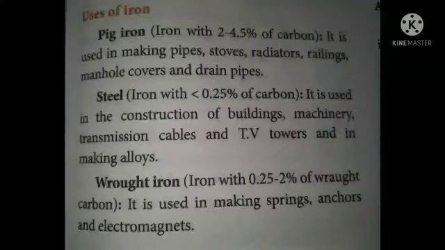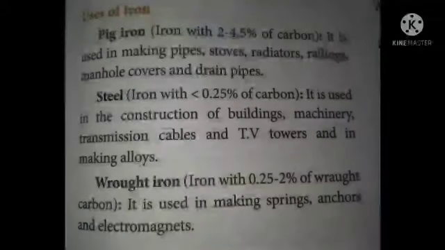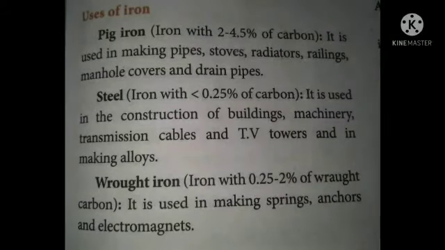Pig iron means iron with 2 to 4.5% of carbon. It is not 100% pure iron, it contains 2 to 4.5% of carbon, and it is used for making pipes, stoves, radiators, railings, and manhole covers. Manhole covers are the steel covers you can see on a drainage, used for closing the drainages. Manhole covers and drain pipes are made of this type of iron, that is pig iron.